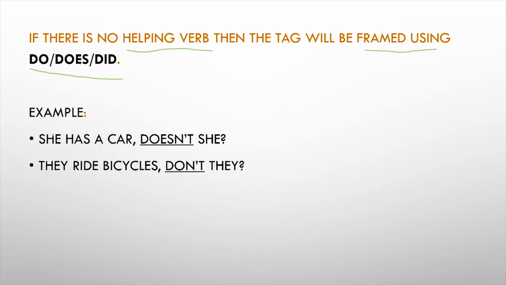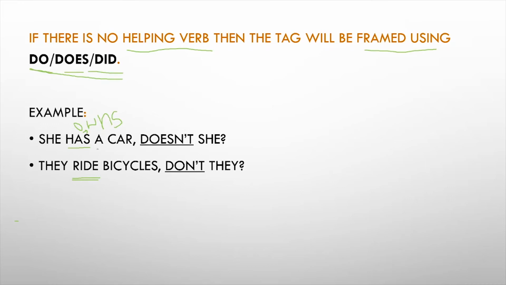Let's have a look. It says, she has a car. They ride bicycles. She has a car means she owns a car. Here has is not a helping verb. Here has is a main verb, which gives the meaning of own. And if you see, ride is the main verb, the action that it is telling. So I cannot use these verbs in my tag. What will I do? I will use either do, does or did accordingly.